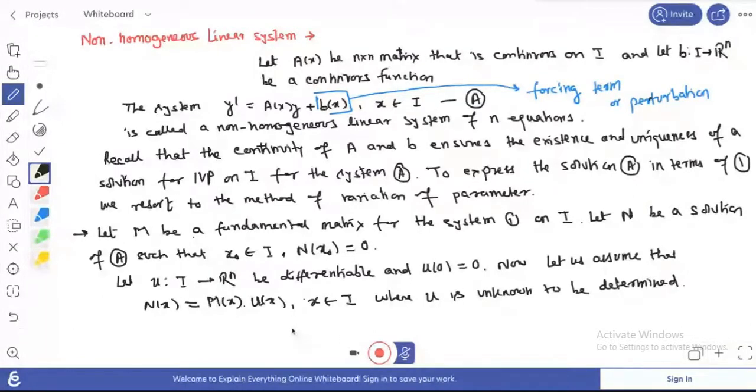Okay, and say this is equation number, suppose B. So this is your general solution of this equation A, and B is the general solution. So we have to find what is the general solution of this non-homogeneous system of equation.